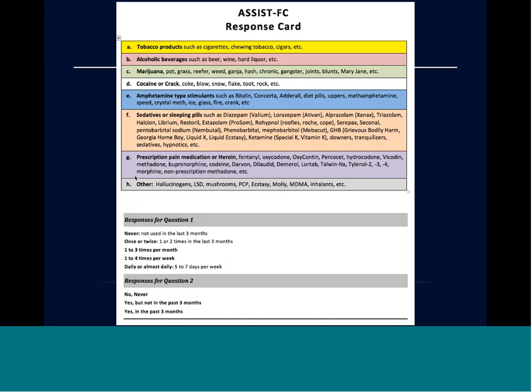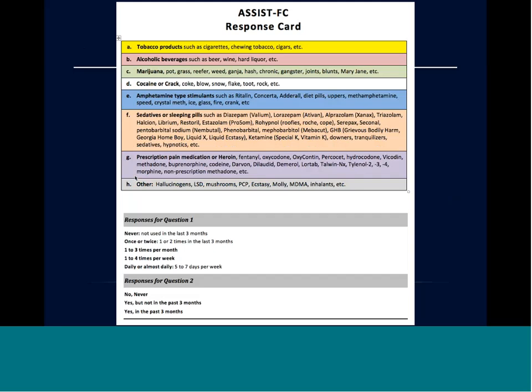The response card for the Assist FC is just slightly different from the response card that you might use for the full Assist, but it shows a list of the substance categories along with generic or slang terms used with them. And at the bottom of the card, you can see that it shows the patient the response options for those 2 questions. This list can be modified to include the 5 most prevalent substances in the location in which it's being used.